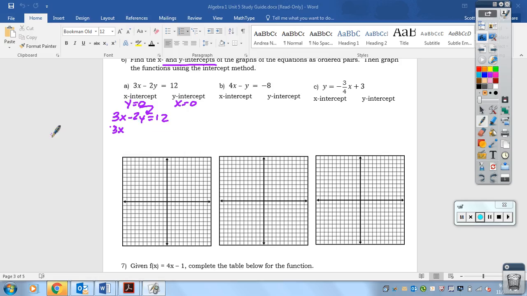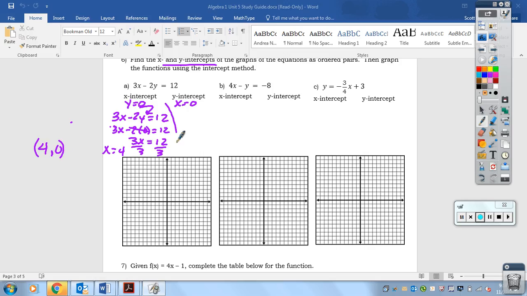3x minus 2 times 0 equals 12. Well, 2 times 0 just cancels, so I have 3x equals 12. That's a quicker way to do it. Divide by 3, divide by 3. x equals 4, or really 4 comma 0. y is 0, you put 0 for y.